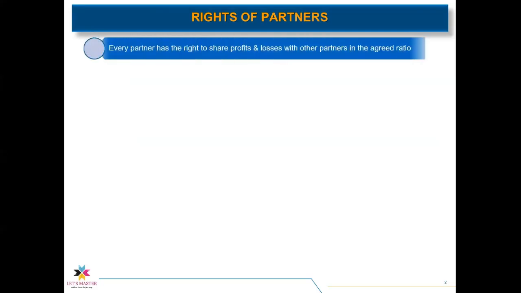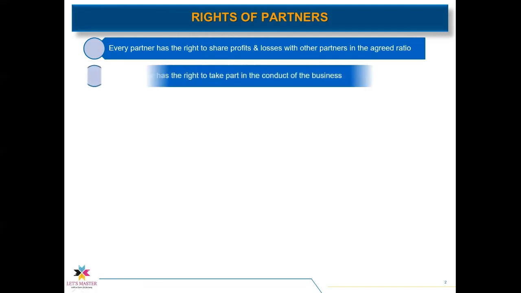Now let's look at the rights of the partners. Every partner has the right to share profit and loss with other partners in the agreed ratio. This is what I have already told you, that all the partners of a partnership firm are entitled to have their share in profit or loss in the agreed ratio.